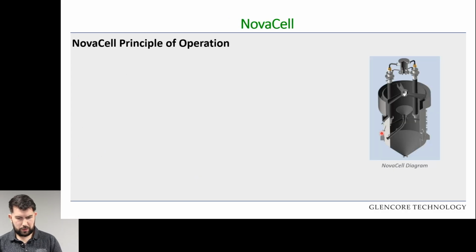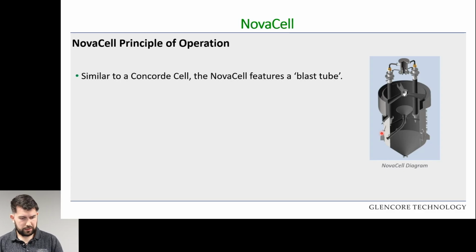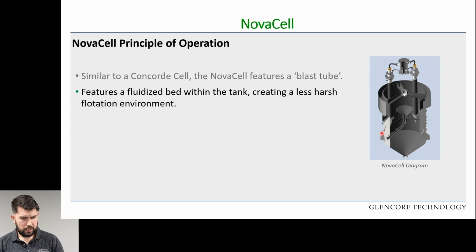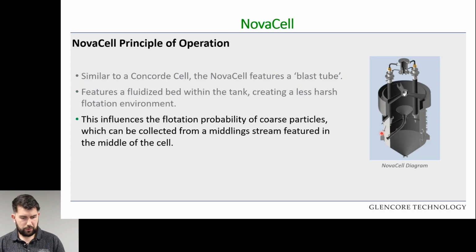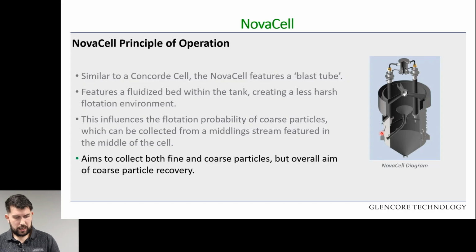Now moving on to the NovaCell, which is another creation from Professor Jameson. Similar to a Concorde cell, the NovaCell features a blast tube. It features a fluidized bed within the tank, which creates a less harsh flotation environment. This influences the probability of collection of coarse particles, which can be collected from a middling stream featured in the middle of the cell. It aims to collect both fine and coarse particles, but the overall aim is for coarse particle recovery.